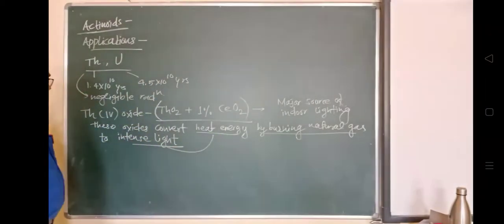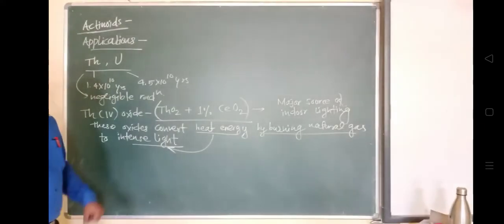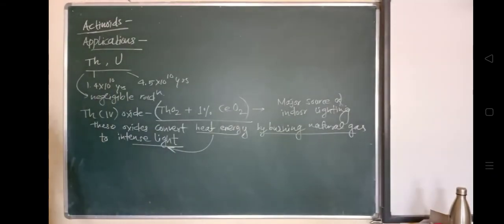So this was a function of actinoids. Even today there is a great demand for these lights for outdoor camping. Maybe in Diwali or in some functions, we are using these lights. These mainly consist of actinoid elements, actinoid oxides actually. So this is about their applications, which is listed in our syllabus.